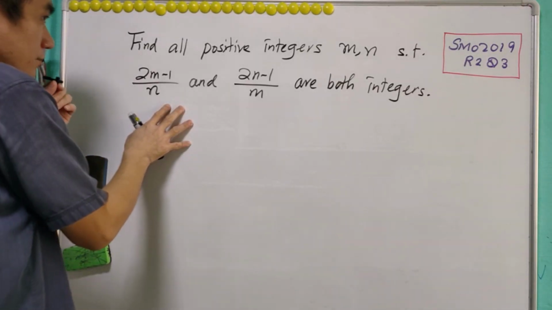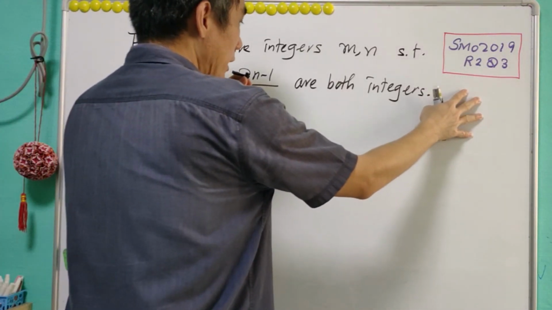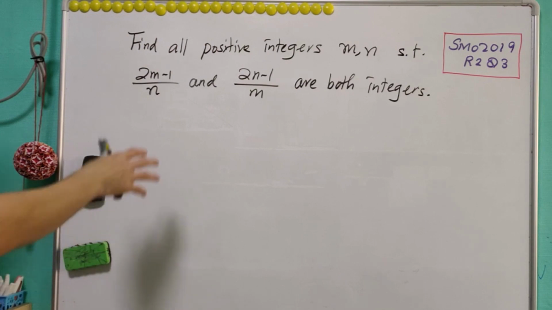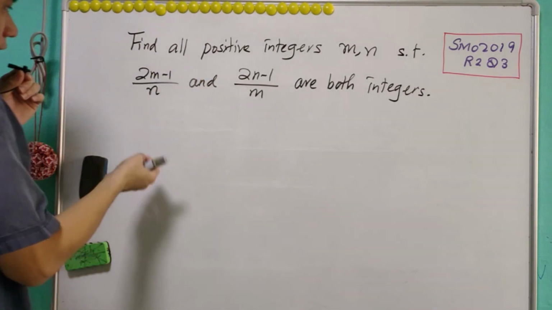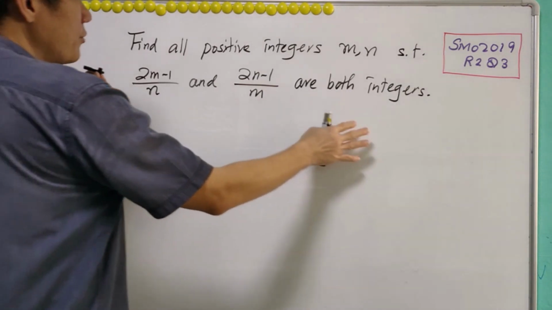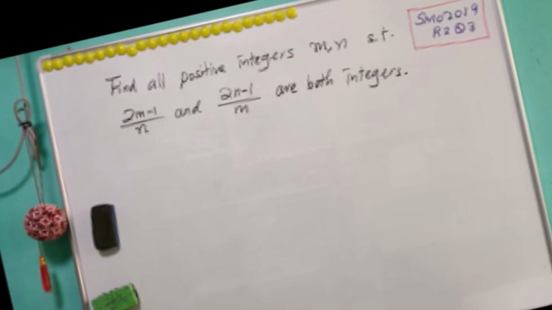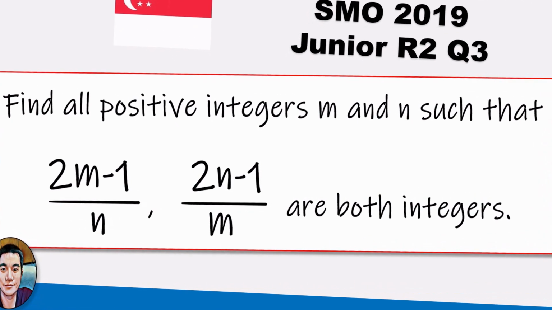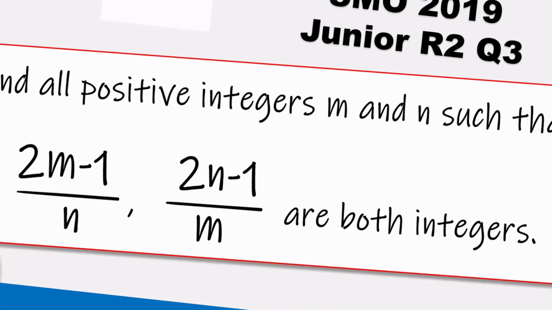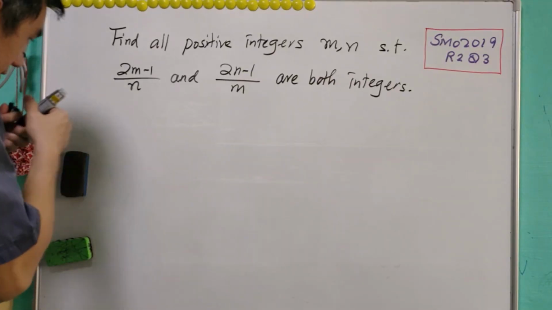This is a number theory question from SMO 2019 Round 2. For this question, we are asked to find all positive integers m, n such that these two expressions are both integers. We can separate into two cases.